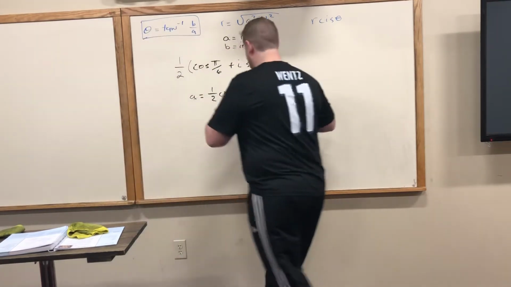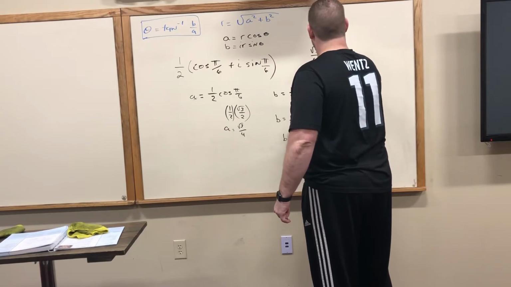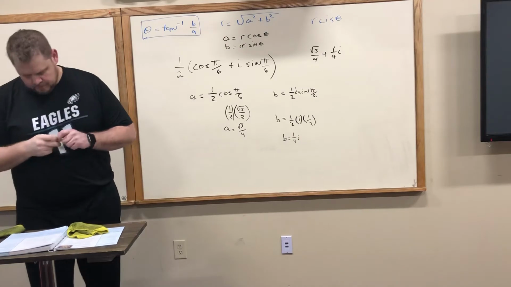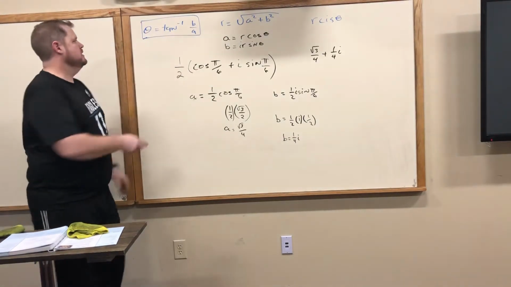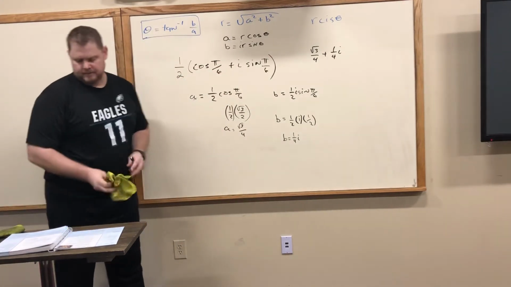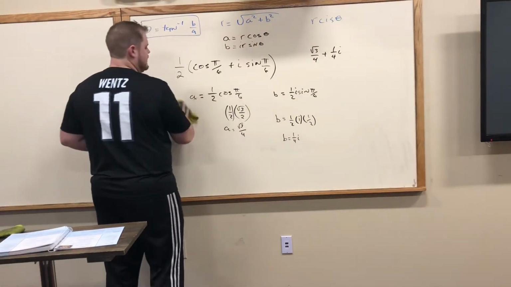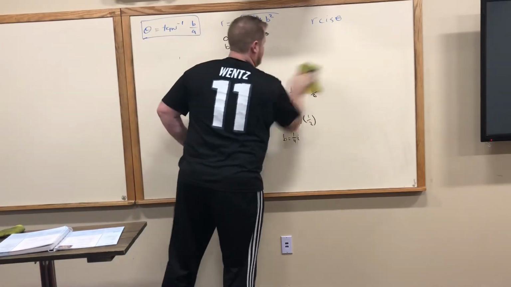If I want to write this in complex number, square root of 3 over 4 plus 1/4 i. And you're done. So pretty simple, but you're just using these four formulas to be able to solve it and manipulate the equation. All right, good. So let's go ahead and erase. All right, next one.